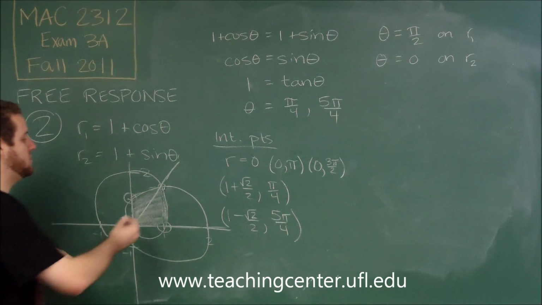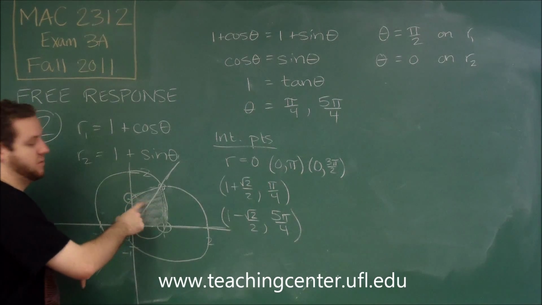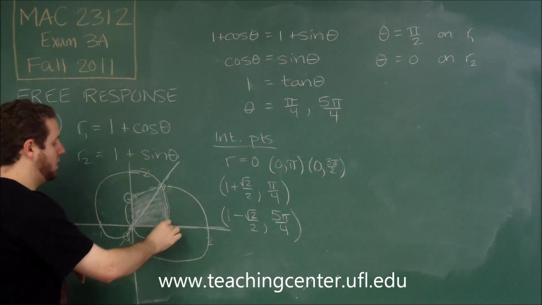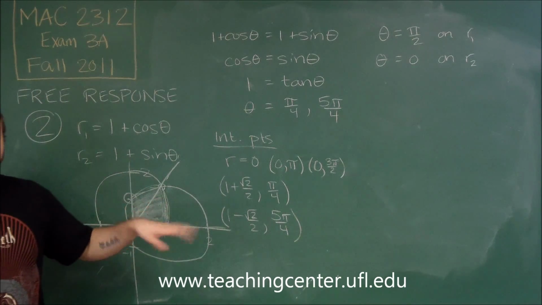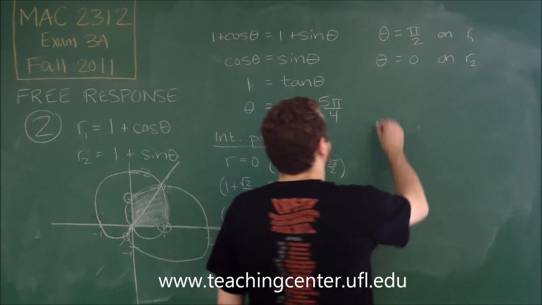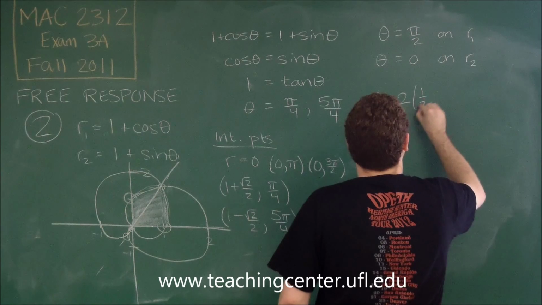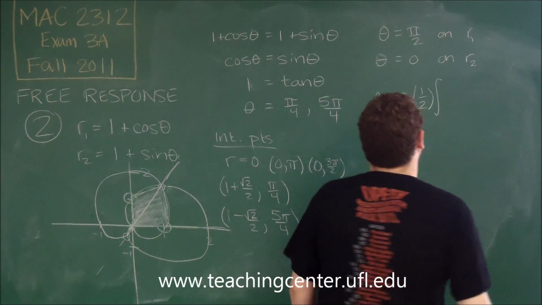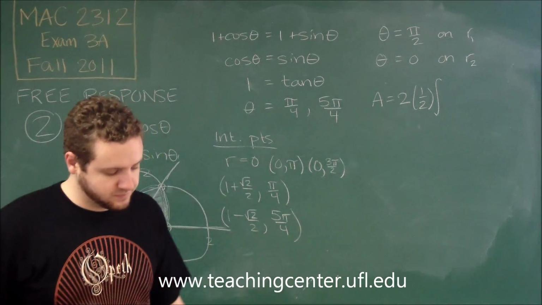So really we only need to do the area of one of these, and each of these, either the top half or the bottom half, only has one of the functions as its bound, not both. So we could just do one of them and double it, and that's going to be the easiest way to do that. So our area is going to be double our normal formula, which is 1/2 the integral of r squared.